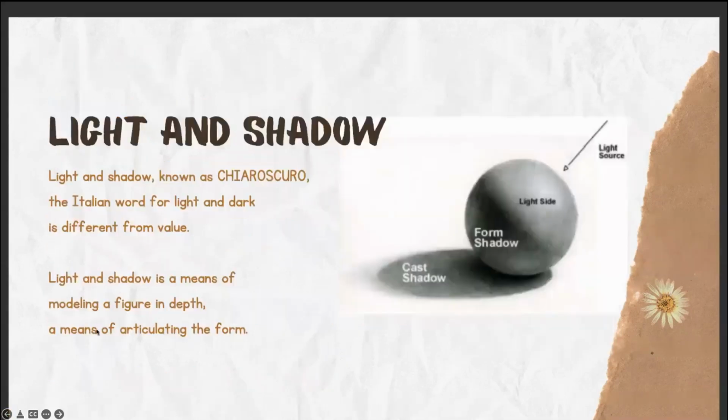Light and shadow is a means of modeling a figure in depth, a means of articulating the form like this. Now, this is a form. Form also is an element, which we will discuss later. But here we can have, because of the light here, the impression now is form shadow and cast shadow. So that's another element that an artist can use in his or her artwork.